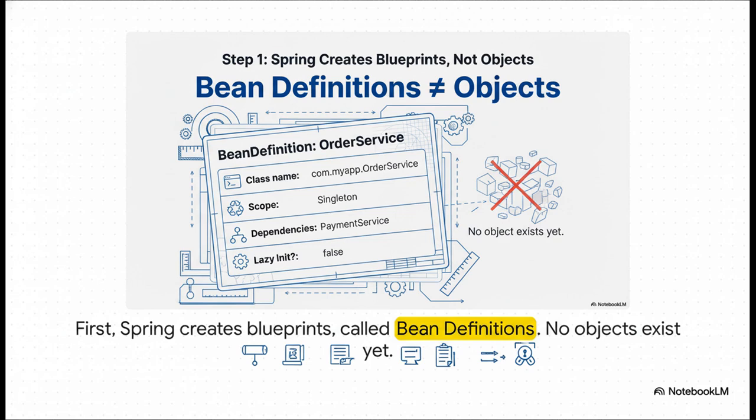Now listen up, because this is a super important point that a lot of people miss. Spring does not start creating objects right away. No. The first thing it does is create metadata for every component it finds. Think of these as blueprints. They're called bean definitions. And as you can see, they have all the info Spring needs: the class name, the scope, what it depends on. But at this point, not a single object exists yet. It's all just a plan.